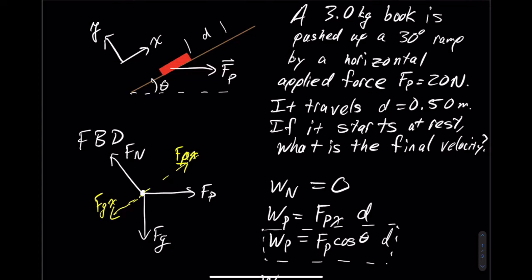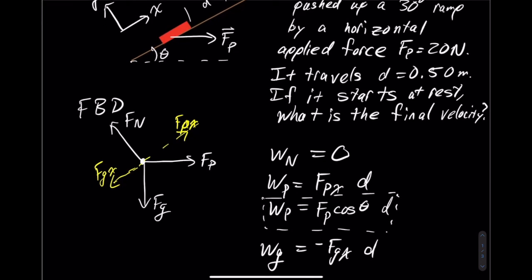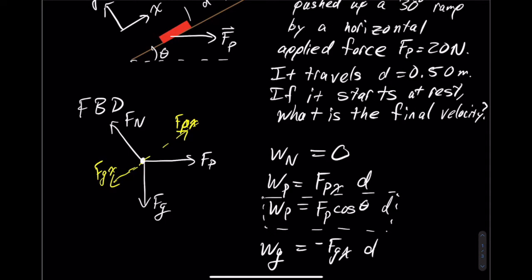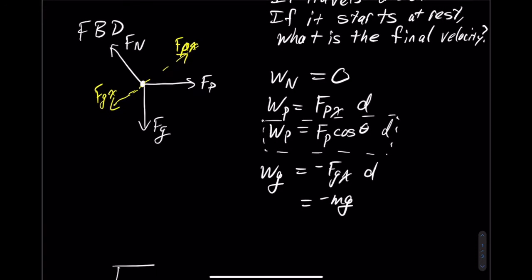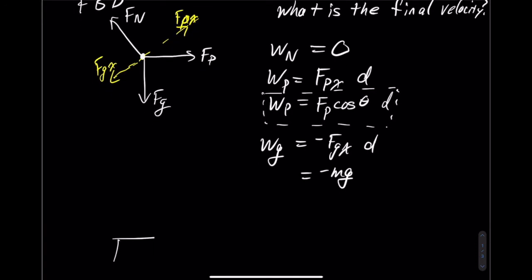Then if we look at the work done by gravity, that's going to be equal to the x component of gravity times the displacement, and that's going to be negative because gravity points down the ramp, opposite to the direction of motion. If you remember from before, we have the negative sign there, and then mg is the magnitude of the force of gravity, and the angle here is going to be the sine of theta. That's something we can remember from the previous examples with objects on ramps, that the component of gravity that's parallel to the ramp depends on the sine of theta.